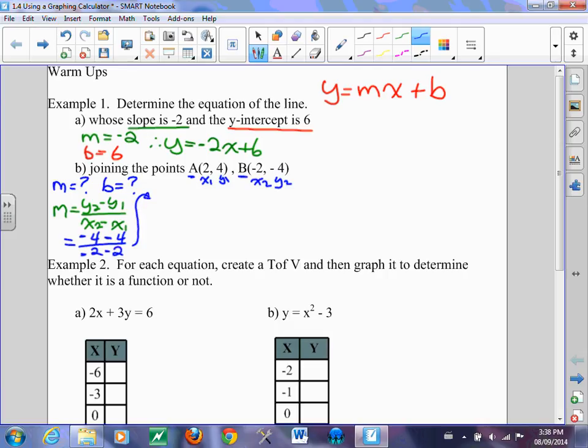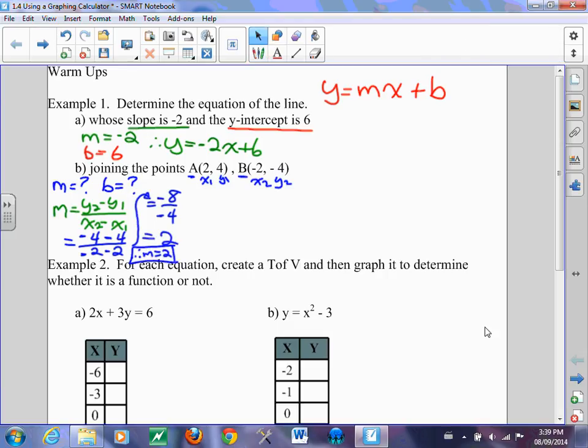Moving up here, just because I need some room, we're going to simplify. For slope, we got -8 divided by -4. Simplify that out: negative divided by negative is a positive, and 4 goes into 8 twice. So you're going to end up with slope equaling 2. We got one piece of the puzzle, but we still don't have the b.